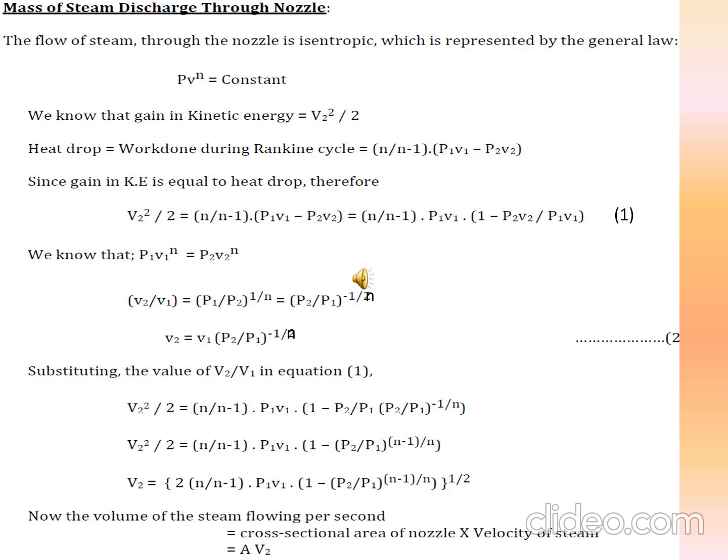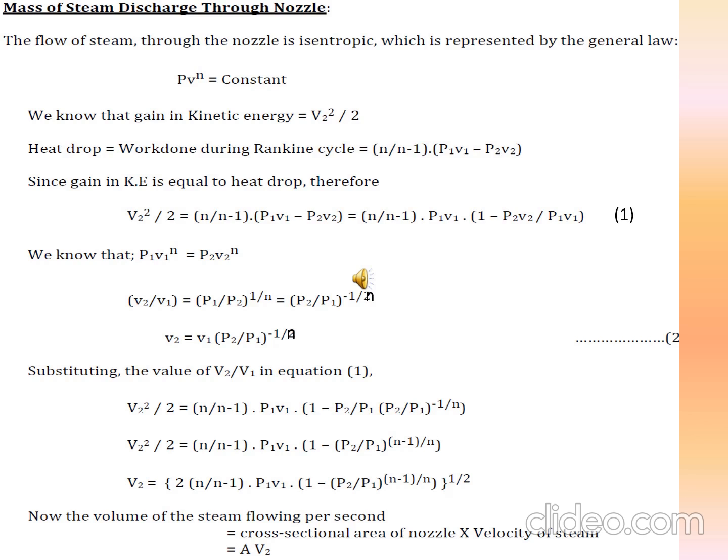equal to n by n minus 1 into P1 V1 minus P2 V2. Okay. So that is our work done. Heat drop is equal to work done. In place of heat drop, we are putting V2 square divided by 2. When we simplify, V2 square divided by 2 equals n by n minus 1 into P1 V1 minus P2 V2, which equals n by n minus 1 into, if we take P1 V1 outside, P1 V1 into 1 minus P2 V2 divided by P1 V1.